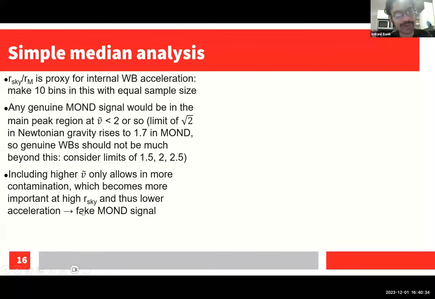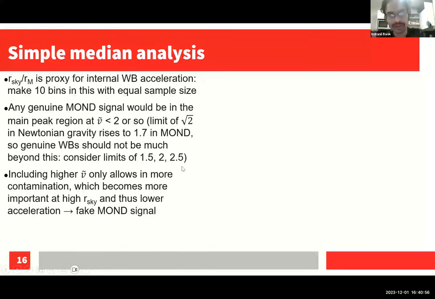And that can lead to a fake MOND signal, because you could have large separations where line of sight contamination inflates your median V tilde, and that looks like a MOND signal then. But you can avoid such problems relatively easily by just focusing on the main peak region at V tilde less than 2, approximately. So this is why we've considered 1.5, 2, and 2.5 thresholds.